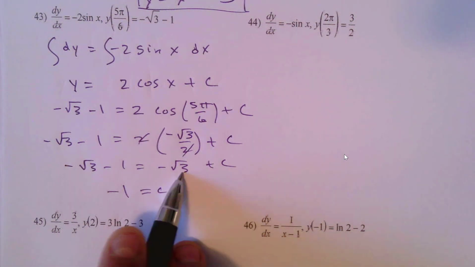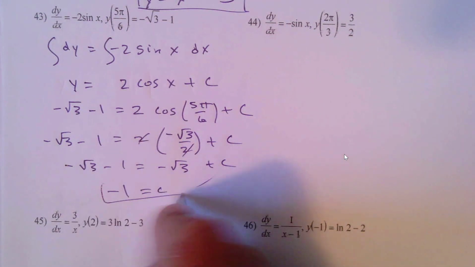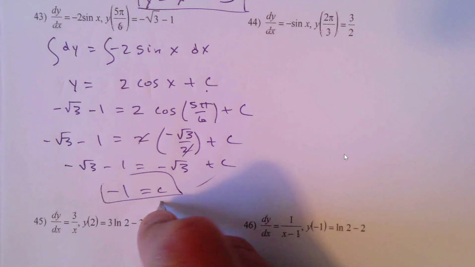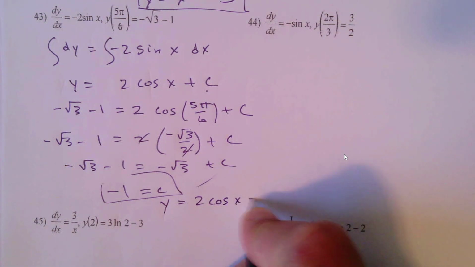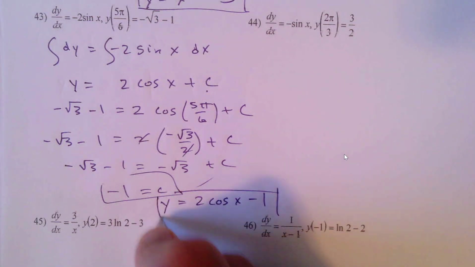So we've got now to plug that back in. So now that we know what c is, we can plug it back into here, and we have y equals 2 cosine of x minus 1 for our particular solution.